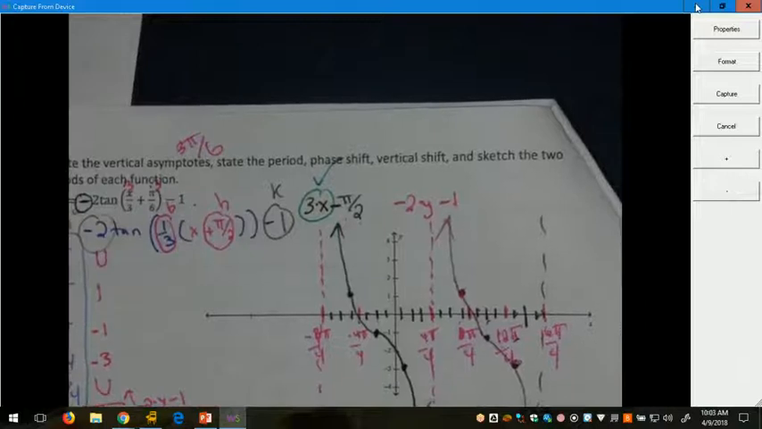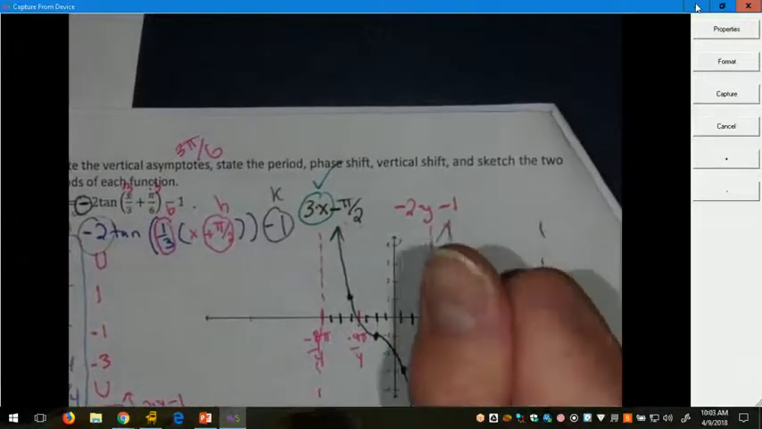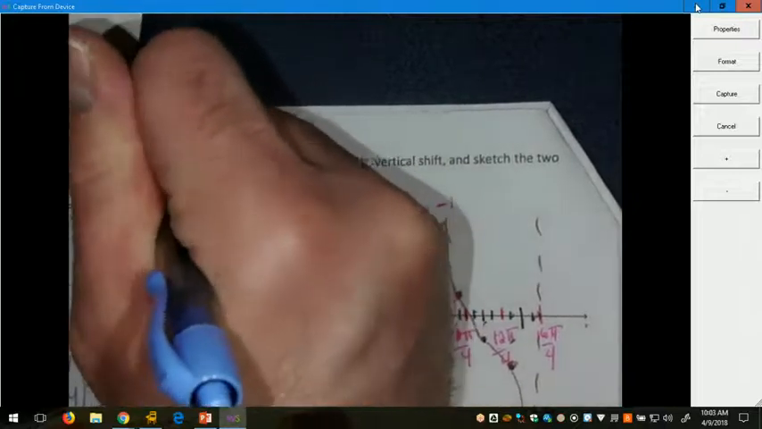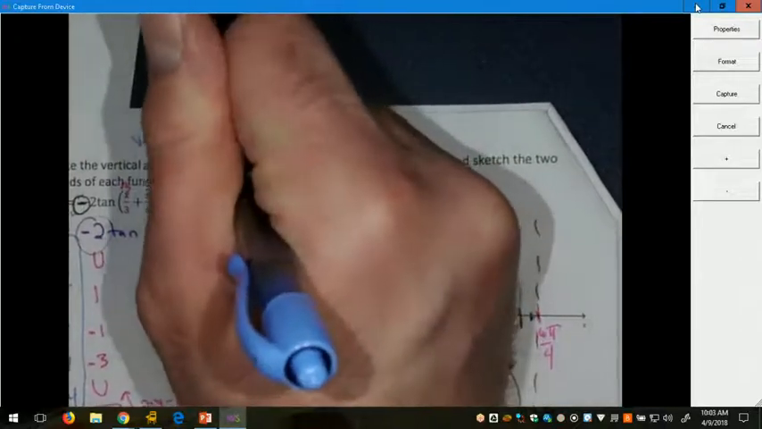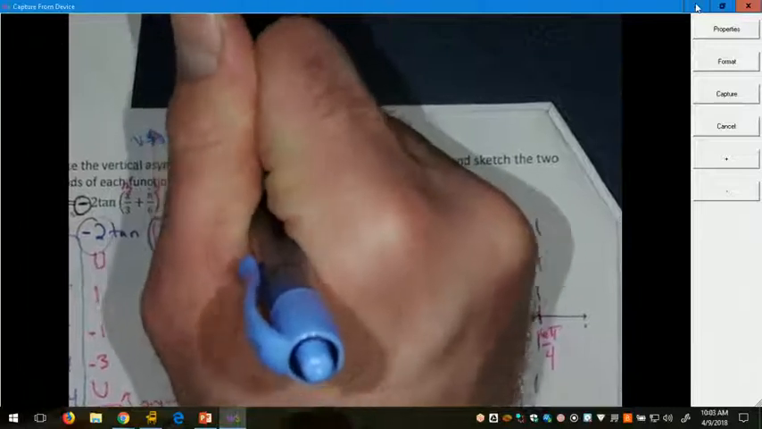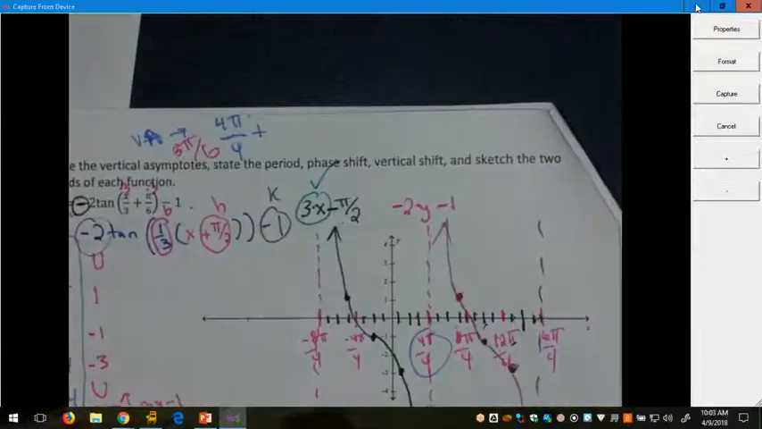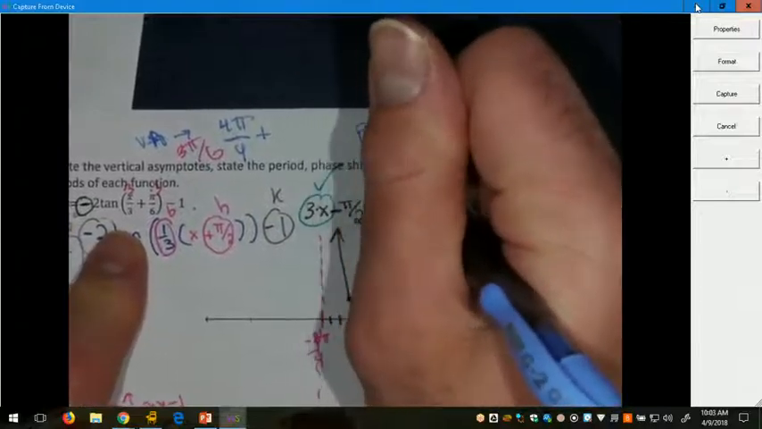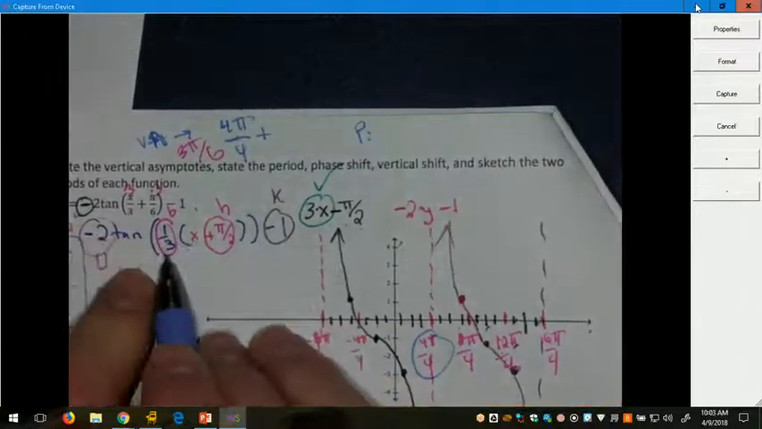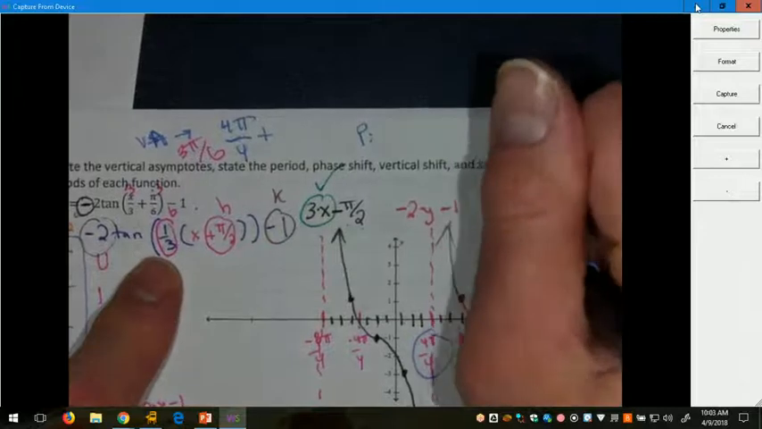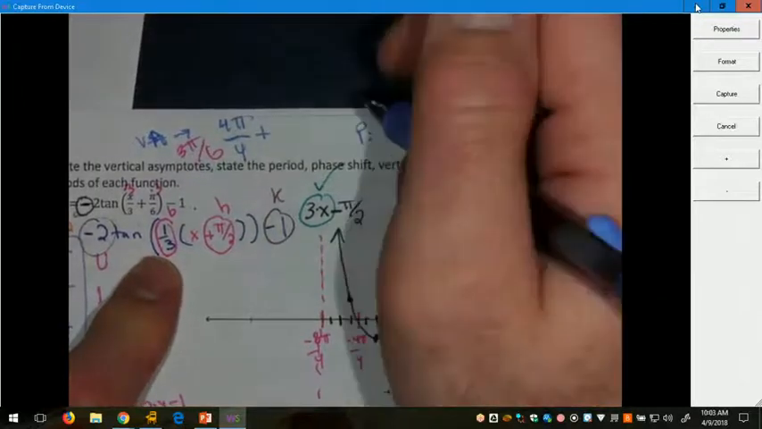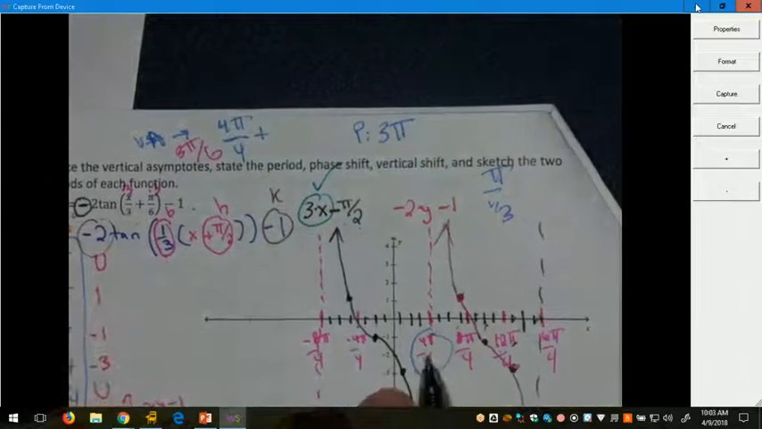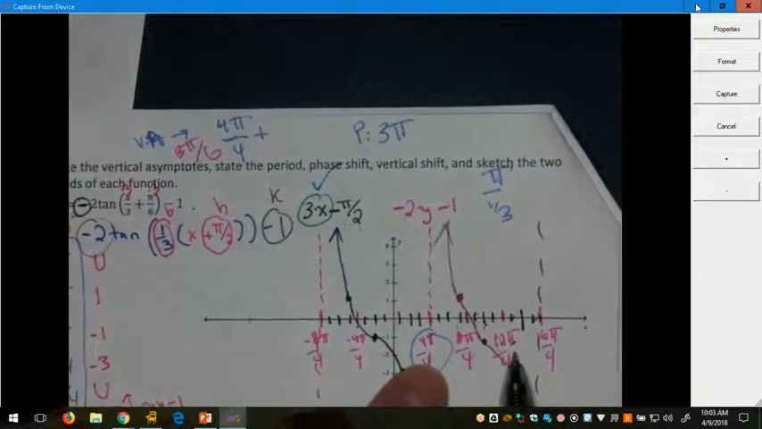We were supposed to locate our first vertical asymptote, which occurred at 4 pi over 4, which is just pi. So my vertical asymptotes are located at, you can put 4 pi over 4 if you want, but it is pi, plus the period times n. The period is pi over b. b is 1/3. Pi over 1/3 is really pi times 3, so it's 3 pi, which we can see here. This was 1 pi, 2 pi, 3 pi.